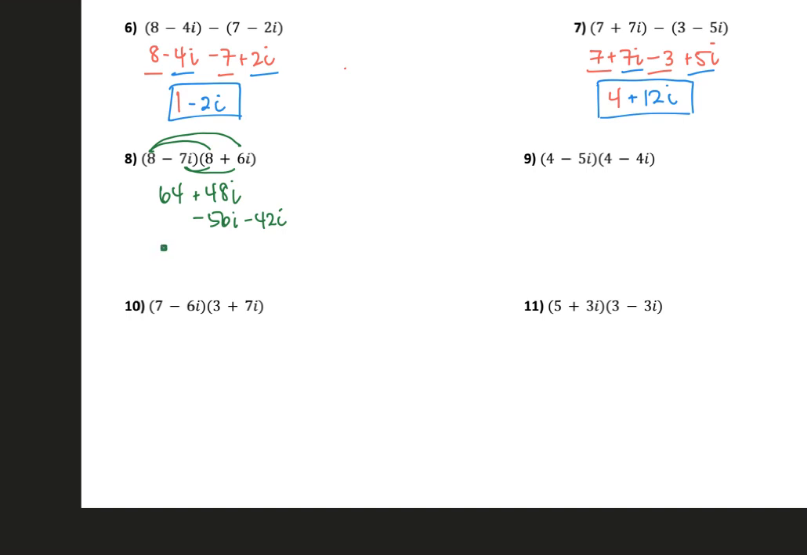So it's going to be 64 minus 8i minus 42 i squared. But remember, i squared is negative 1. So this whole thing turns to plus 42. And then we can add together our real parts. 64 and 42 gives me 106. So it's going to be 106 minus 8i.